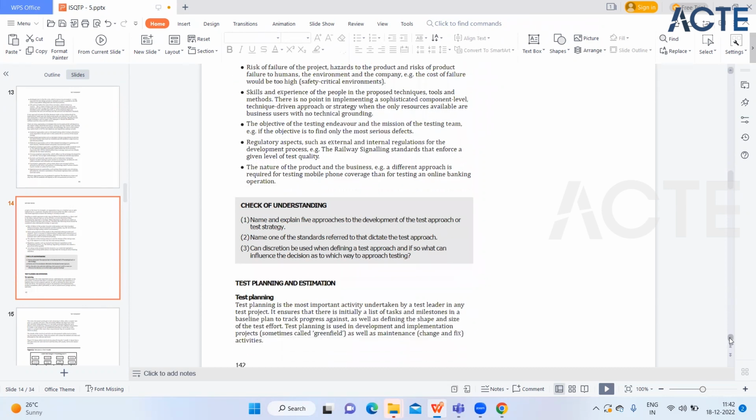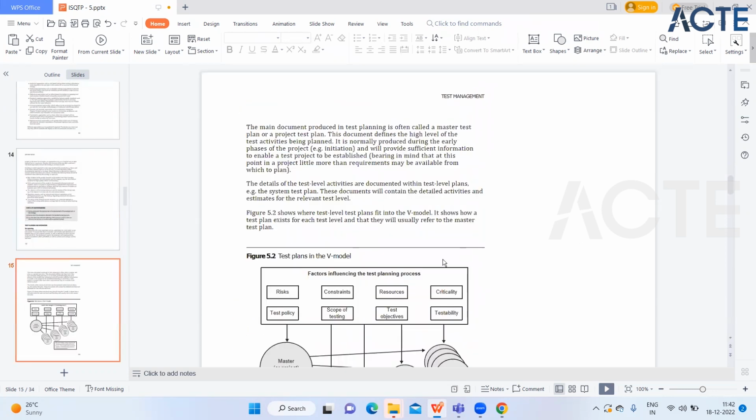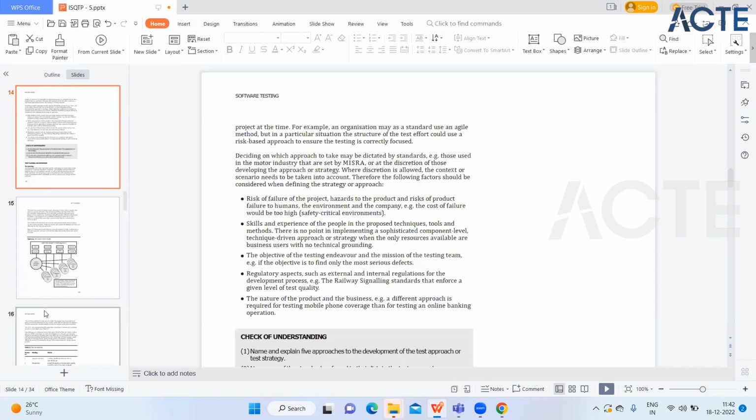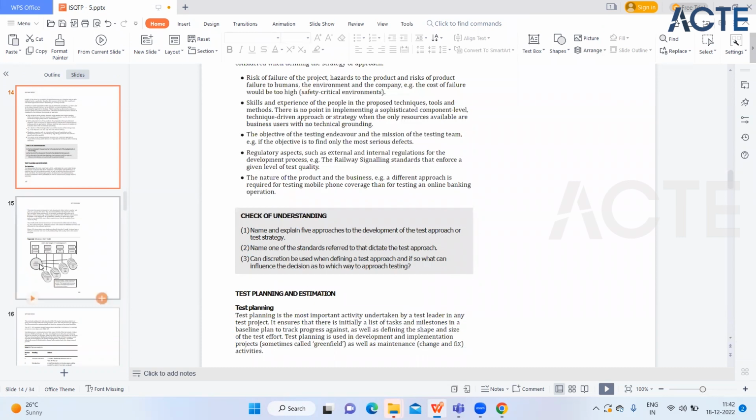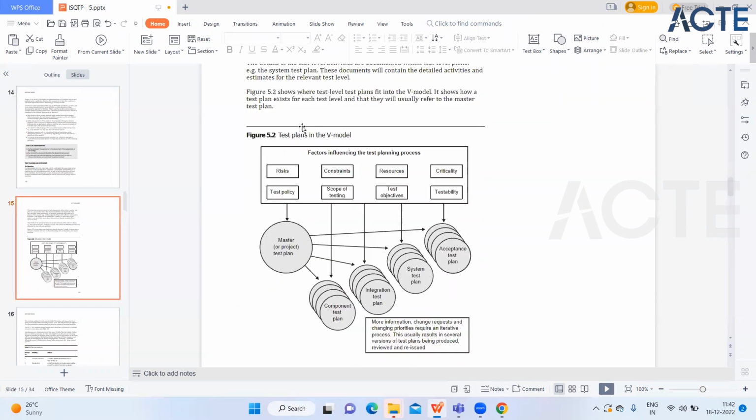Now, this is test planning. Test planning and estimation. Here, the figure shows where test level test plans fit into the V model. It shows how a test plan exists for each test level, and they will usually refer to the master test plan. So it's just a diagram which you do not have to remember right now.